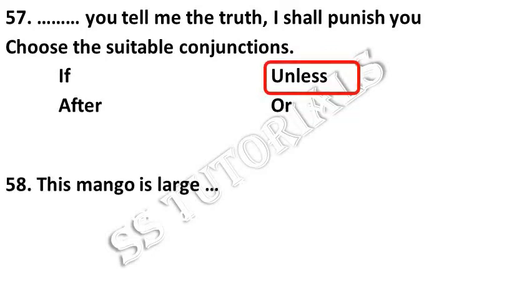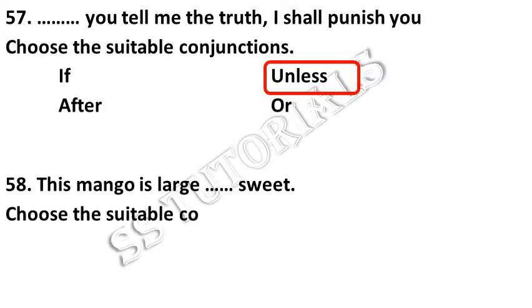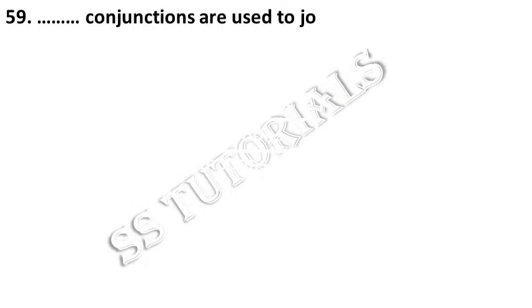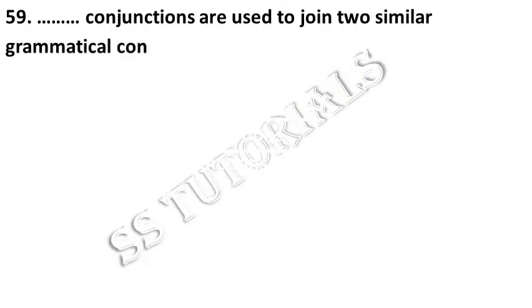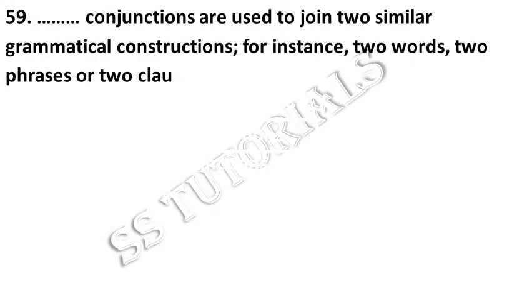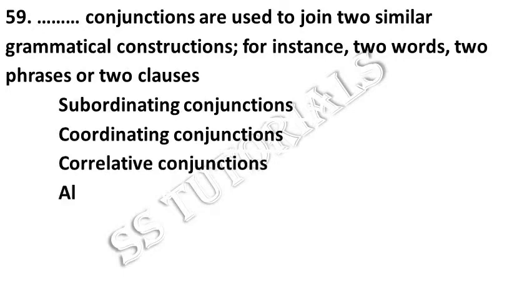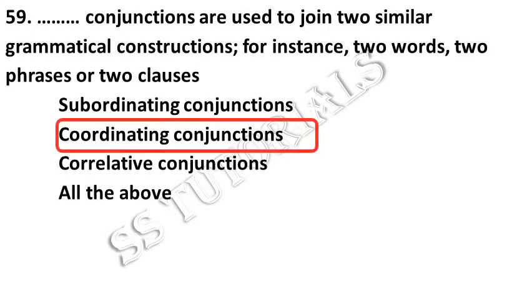This mango is large dash sweet. Choose the suitable conjunction. Answer: and. Dash conjunctions are used to join two similar grammatical constructions. For instance, two words, two phrases, or two clauses. Answer: coordinating conjunctions.